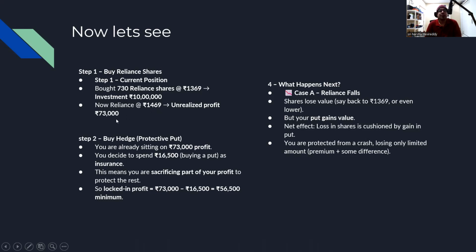Now I'm in profit, but I am tensed that Reliance share will fall. So what I'm doing is removing some amount from my profit, 16,500. In real life, I'm not removing it, I'm adding one more 16,500 in cash, and then I'm buying a put. I'm buying this put as insurance. So of the 73,000 profit, I'm spending 16,500, so I'll be left with 56,500.